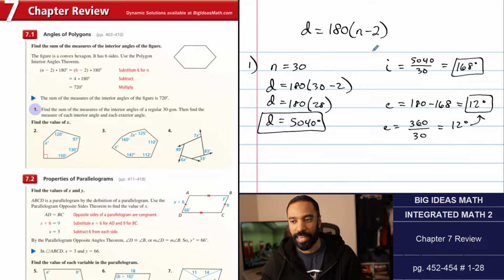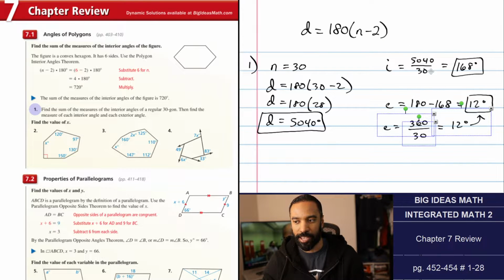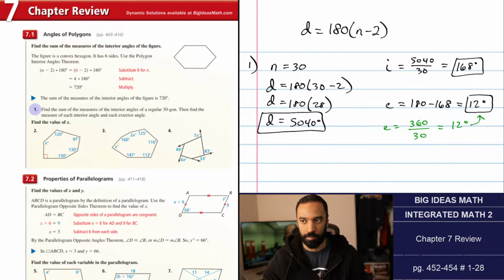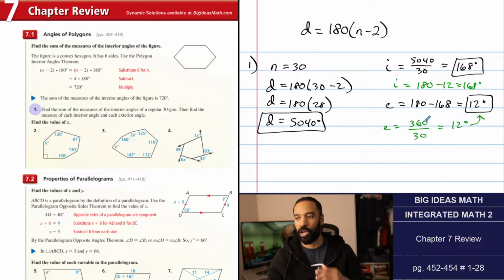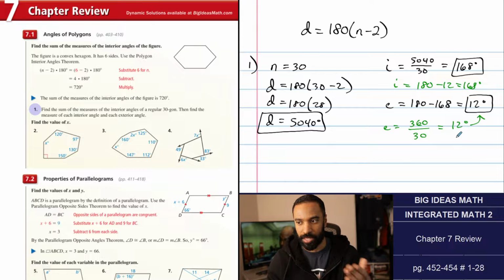And then you can get the I. Let me do this in a different color here. You can get that I by subtracting 12 from 180, for the same reason that E is 180 minus 168. So I could also be 180 minus 12, which is 168. And like I said, it's the faster way I would go about that problem if those were the only two things I was asked to do.